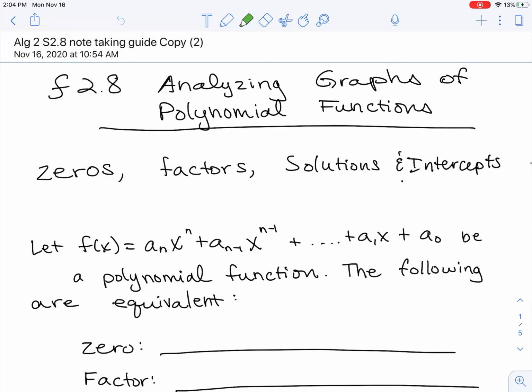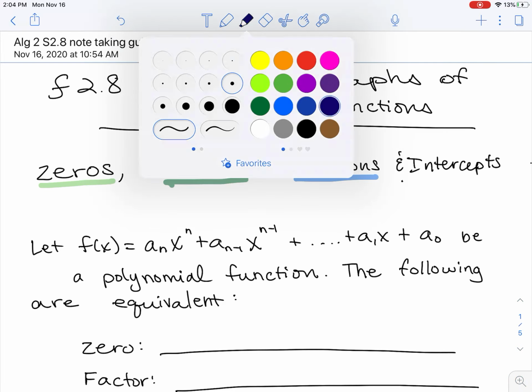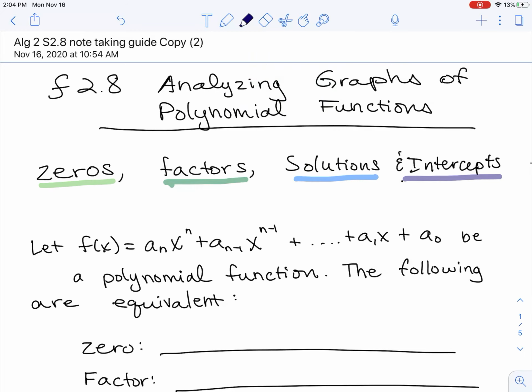Hey everybody, we are going to study analyzing graphs of polynomial functions today. And the first thing we're going to do is compare zeros, factors, solutions, and intercepts and compare how they go together.